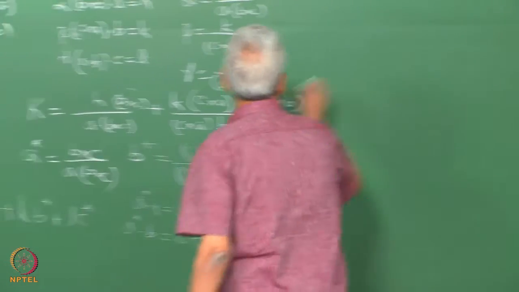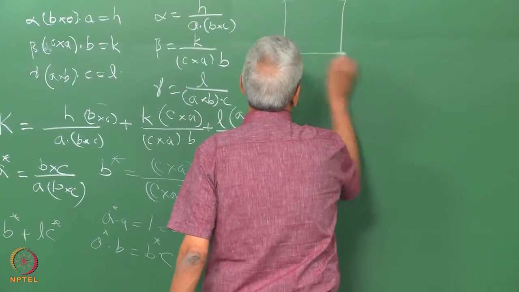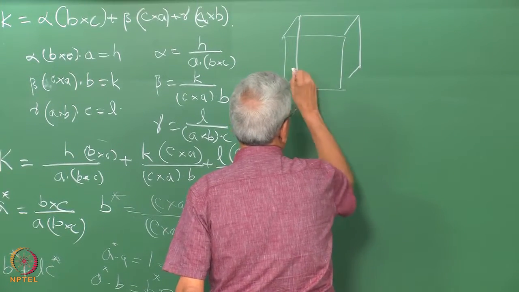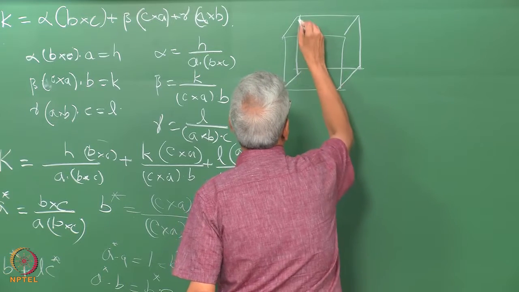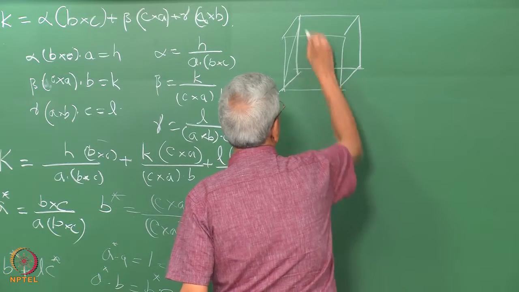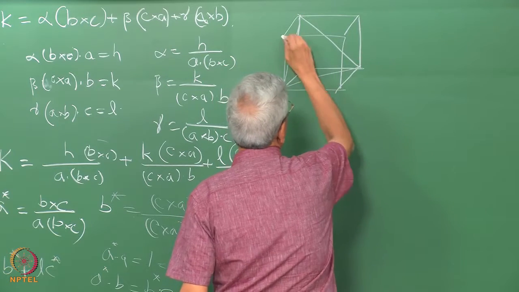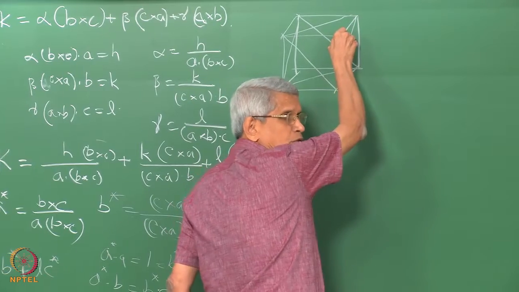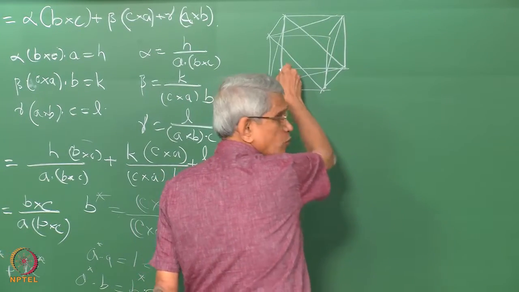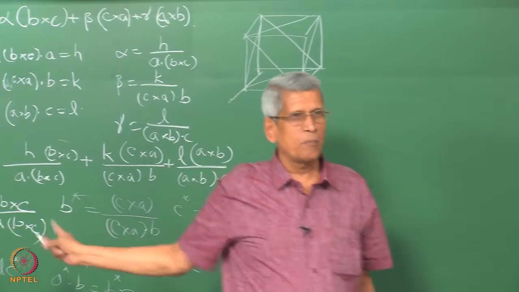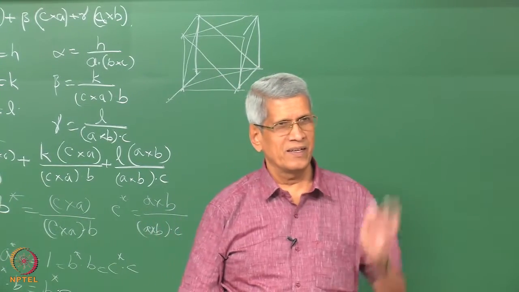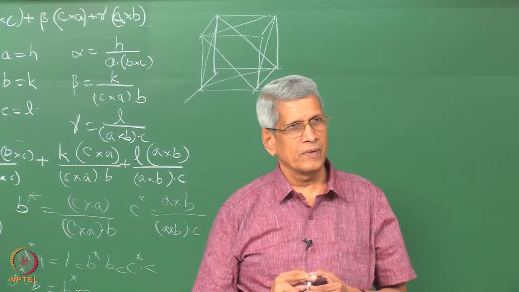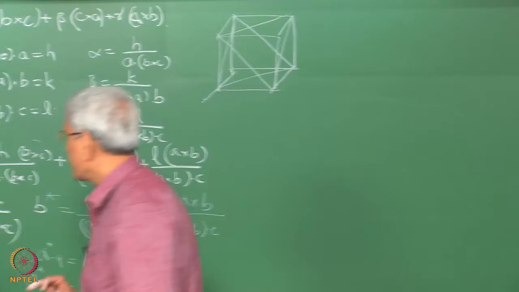For example, suppose I take a simple cubic lattice. I can have a plane which is like this. This is a one-one-one plane, right? Another one-one-one plane can pass through this origin also. That particular condition represents the plane which is passing through the origin. Is it clear?